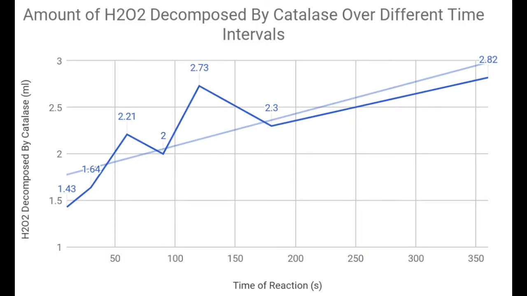Graph 1.1 depicts the amount of H2O2 catalyzed over the 7 time intervals. The light blue upward sloping line is the trend line for our data, which shows that on average, the more time that the H2O2 is allowed to react with catalase, the more H2O2 is catalyzed.